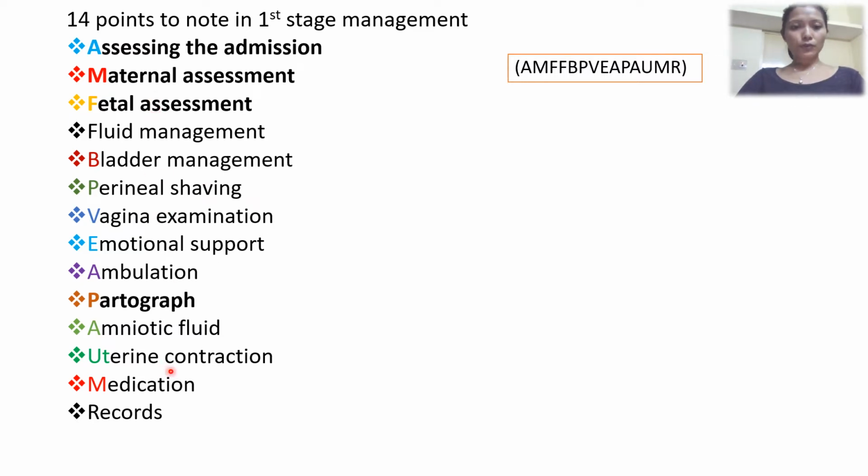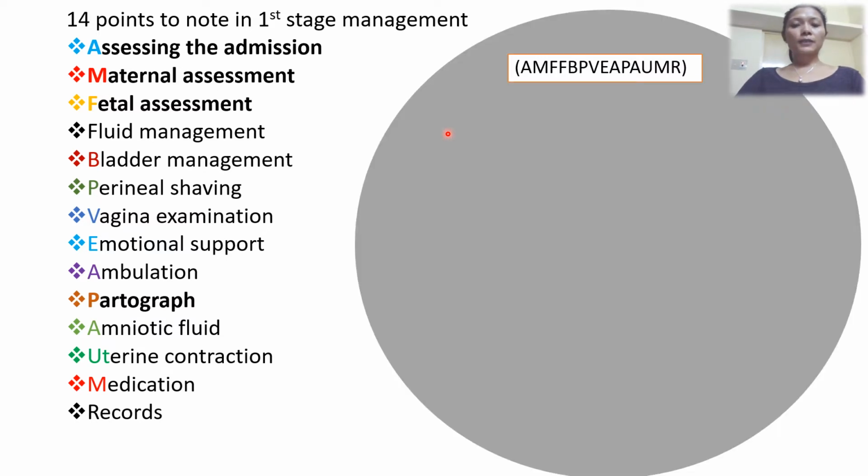These 14 points I made into an acronym in this way, so hopefully you will get an easy idea to recall during the exam. So next is a diagram which I made with the concept of assessing the admission. In case you have forgotten assessing the admission, you can just recall the gray circle, which is considered as a hospital, which always takes the admission of the patient.